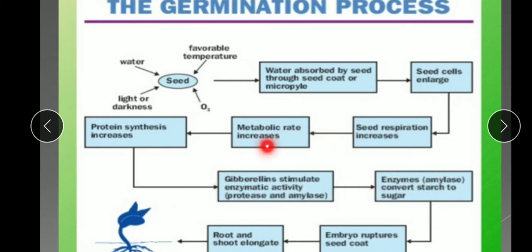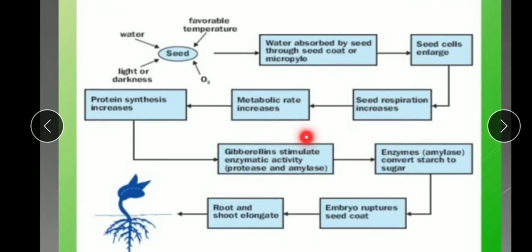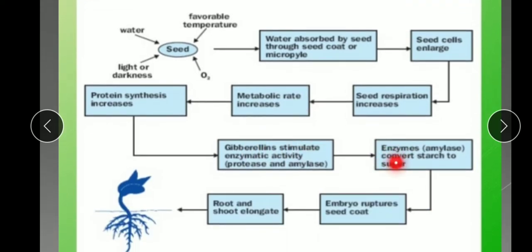The rate of respiration increases, and then after synthesis of protein, enzymatic activities also increase, and enzymes which are present in the seed convert starch into sugar, and this sugar is further oxidized with the help of oxygen in the cell and releases energy. Now that energy is utilized by the embryo in cell division. So the cells of the embryo divide and form further structure.